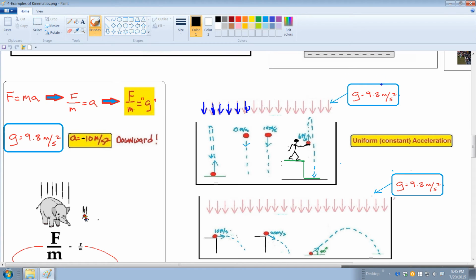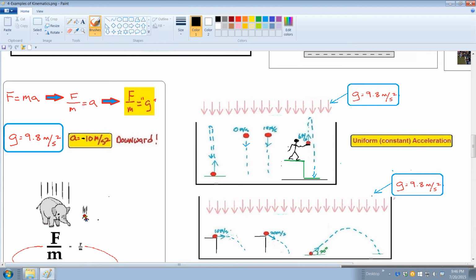The g force is 9.8 meters per second squared, but I always just round it off to minus 10 meters per second squared for simplicity's sake, for calculation's sake, and minus because it's going down. By convention, for most people doing physics problems, down is negative and up is positive.